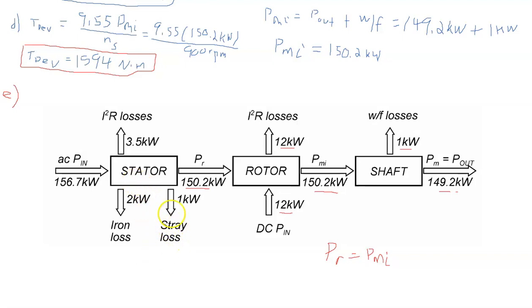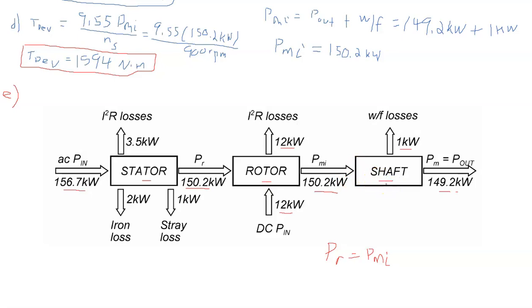Now, in the stator, we have 3 sets of losses. They should all be labeled with a value. Stray loss was 1 kilowatt, iron loss was 2 kilowatts, and I squared R was 3.5. So that gives us 6.5 kilowatts of losses in the stator. We add that to PR, and that gives us our AC P in value. And again, all these numbers on this diagram should match up with the numbers in our calculations. Of course, they have to. And remember that you should put the label on there and the value and an arrow to indicate direction for each piece. Our 3 blocks then should be labeled stator, rotor, shaft, right?